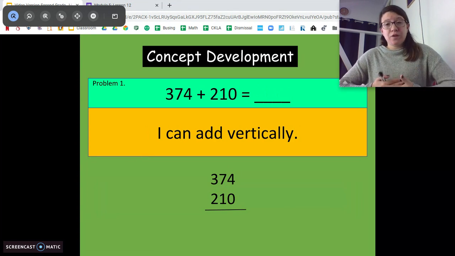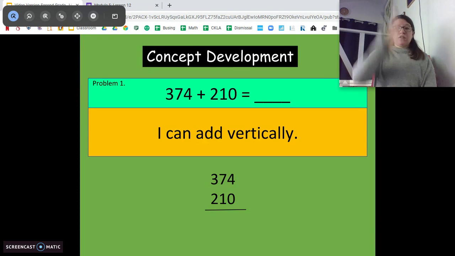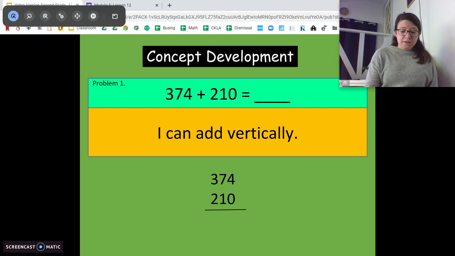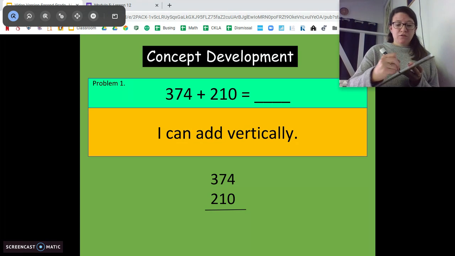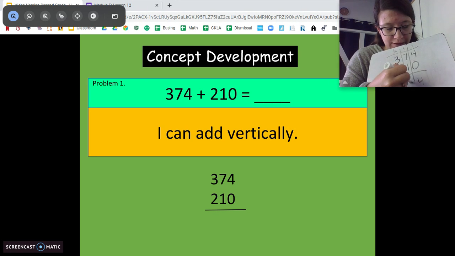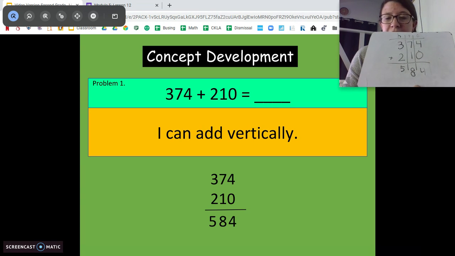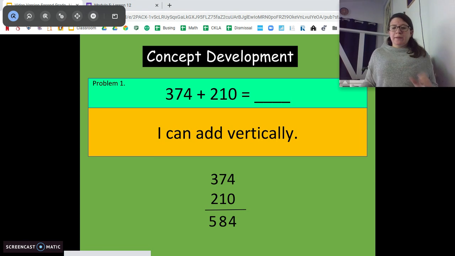Another way to do it is to add vertically. This is when we break down our numbers and we add our ones, our tens, and our hundreds. So we line up our numbers. You've got to make sure they're lined up or it won't work out. Sometimes it's helpful to draw it on a tens, hundreds, and ones chart so you know that you're adding the right way. That's totally fine. Add your ones, add your tens, add your hundreds. Do we get the same answer as doing it with mental math? Absolutely. Either way works, right?